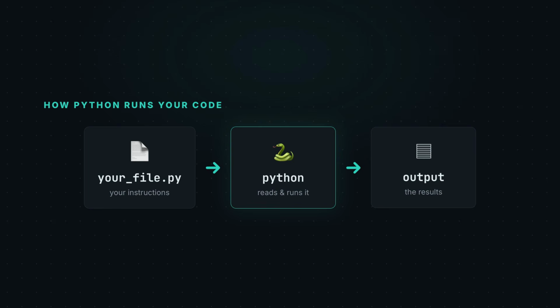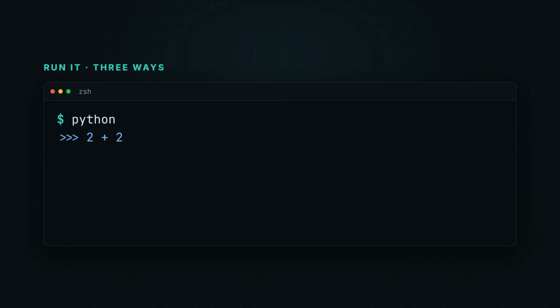Python is just a program. You hand it a file, your instructions, and it reads that file, top to bottom, line by line, and shows you the results. That's the whole thing. Running Python just means asking Python to read your file. So, 3 ways to run it.